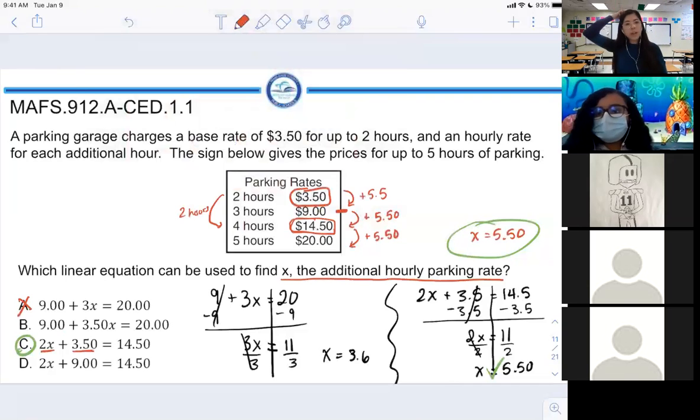So that's what the equation is telling me, that if I start at the 3.50 and I add 2 hours, I end up paying 14.50, and you can use that equation to figure out the value of X. All right. So that's one strategy.